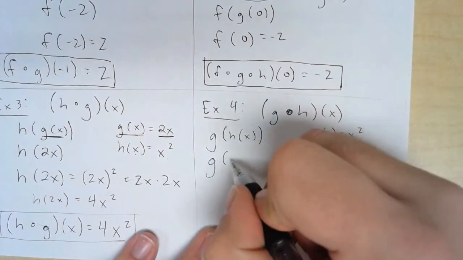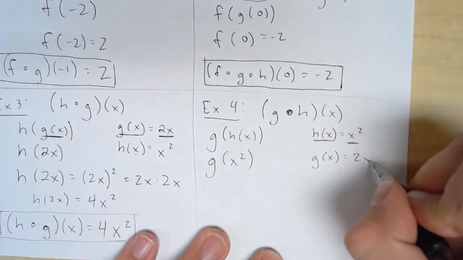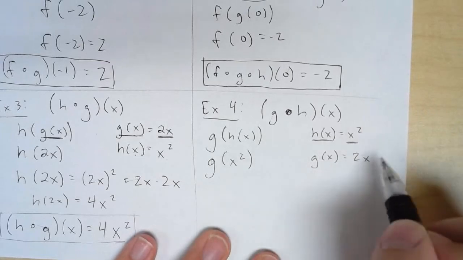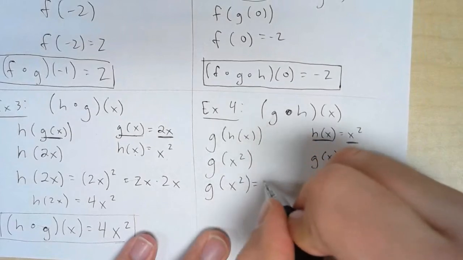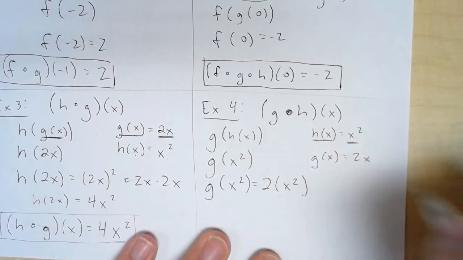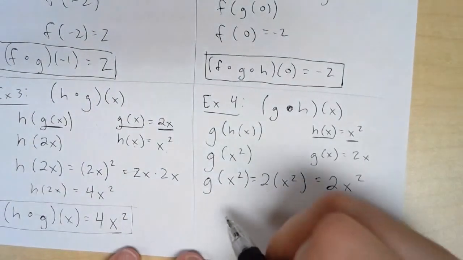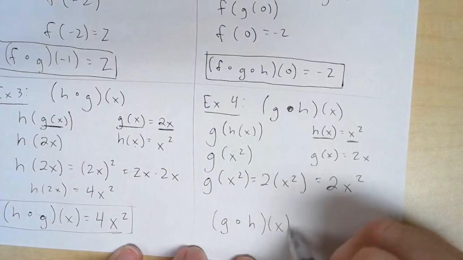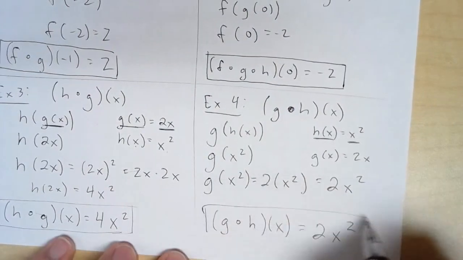So we're doing g of x squared. We know g of x is normally 2x. Looks like we're replacing x with x squared. So g of x squared is 2 times x squared, and 2 times x squared is just 2x squared. So we can say g of h of x is just 2x squared.